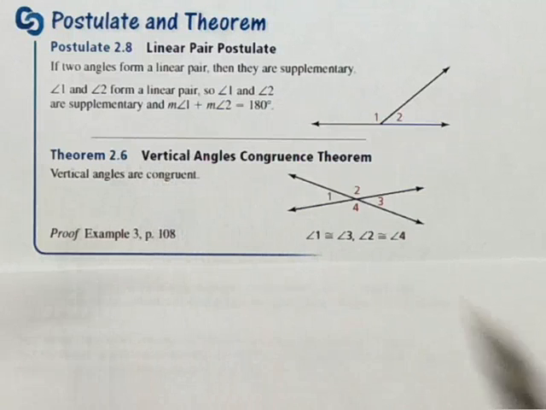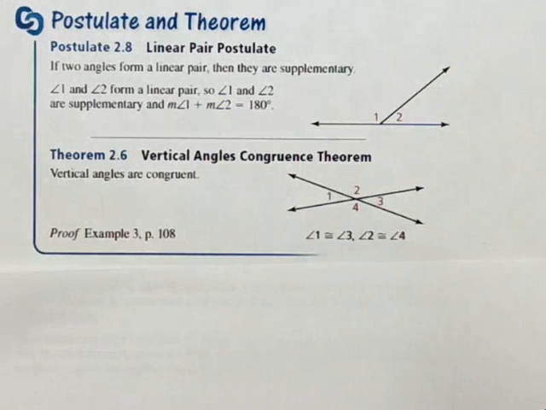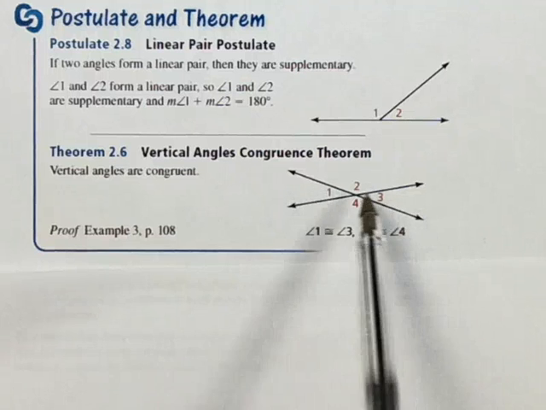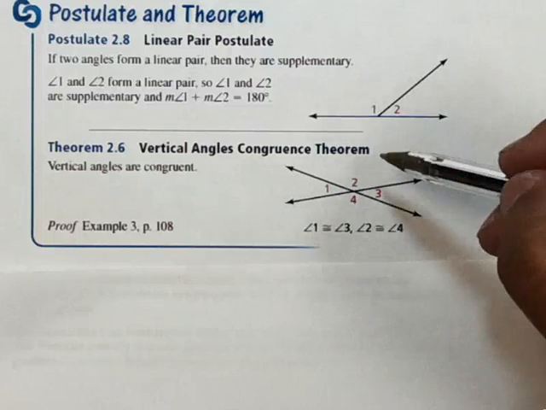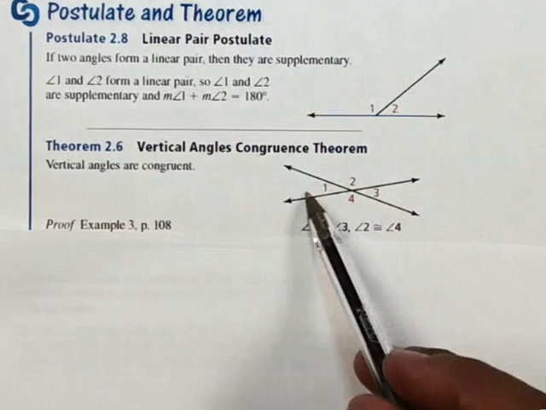All right, the next thing is the vertical angles theorem, and we're going to say that vertical angles are congruent. Your vertical angles, remember, are angle 1 and angle 3. Those are the ones that are across from each other, kind of making a mirror reflection. So 2 and 4 would be a pair of vertical angles, and again 1 and 3 would be a pair of vertical angles.